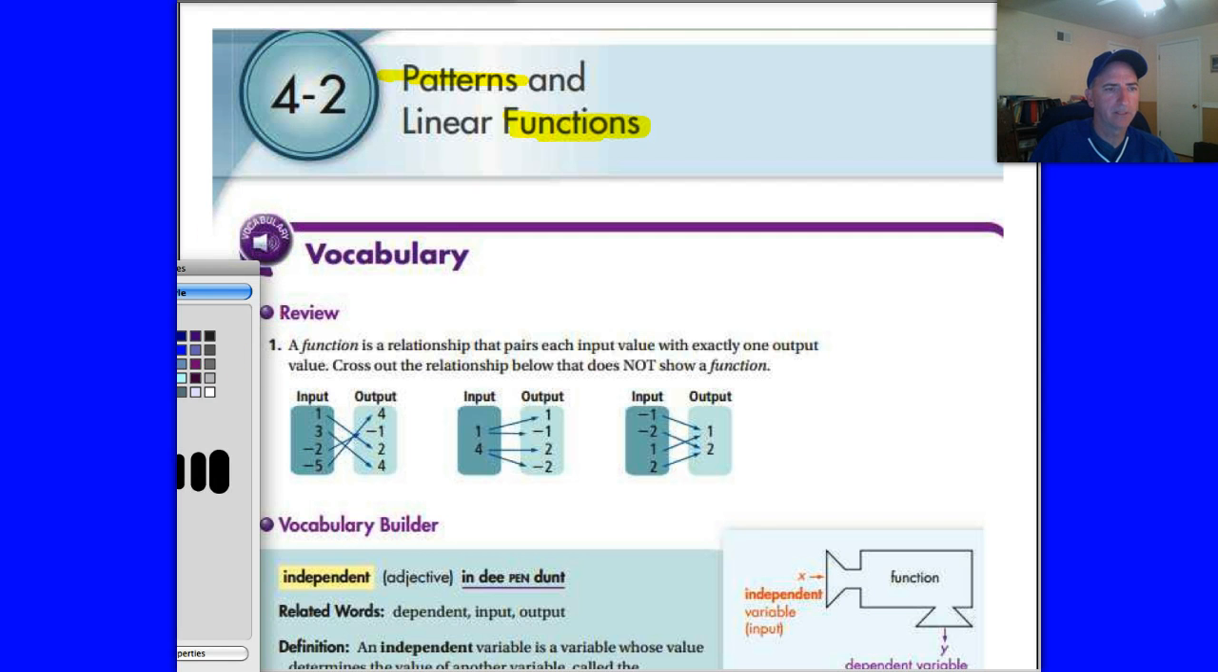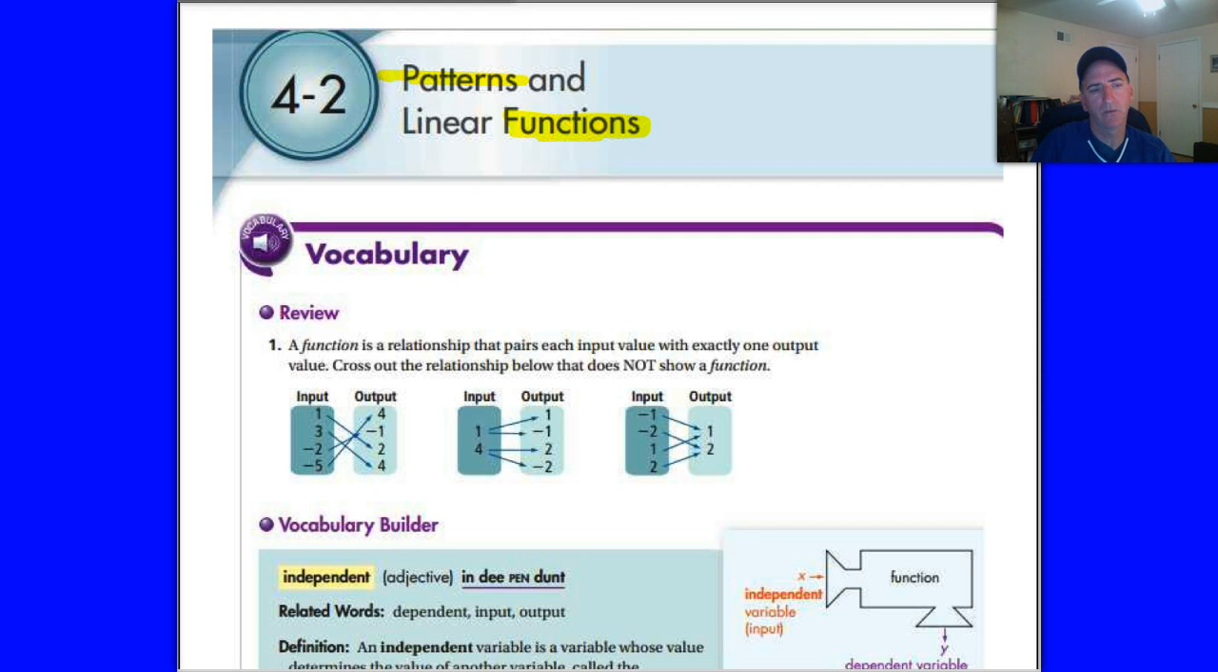So let's get going here with our first word, function, right there. You might want to highlight or underline that word, whichever you prefer. And a function is a relationship that pairs each input, I'm going to circle that part right there, that's important, each input value with exactly one output. Exactly one output value. All right, cross out the relationship below that does not show a function.